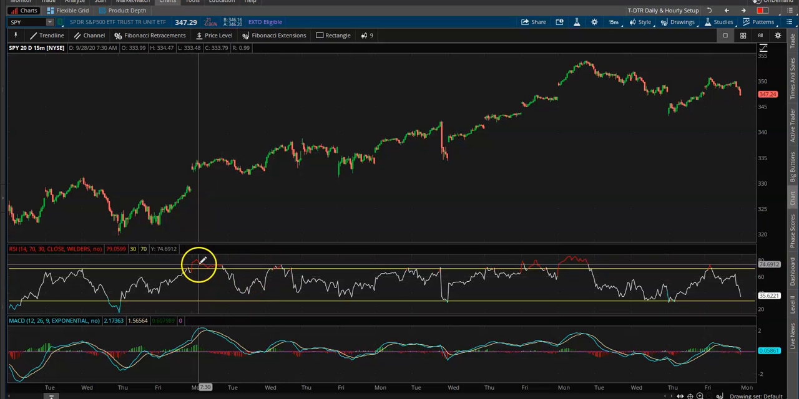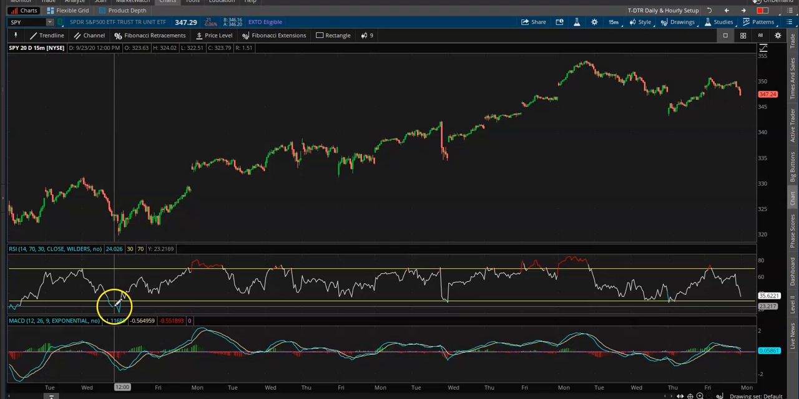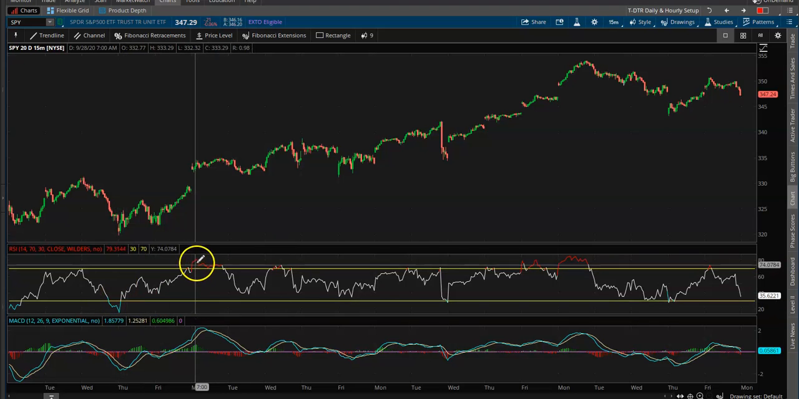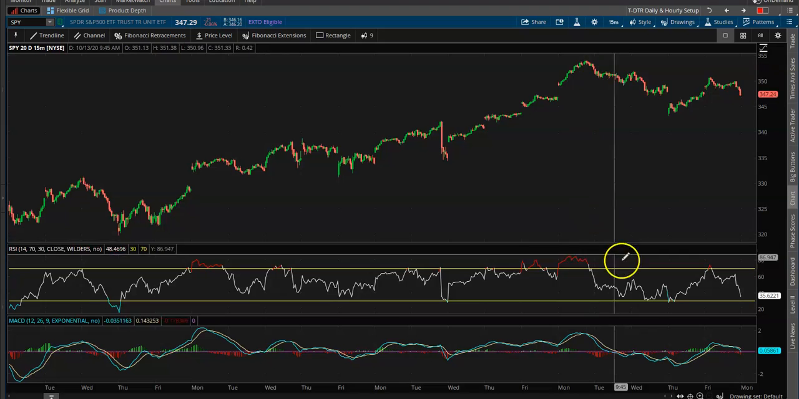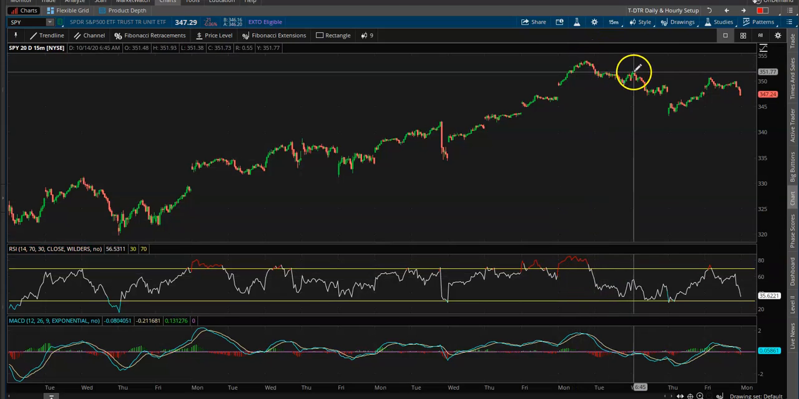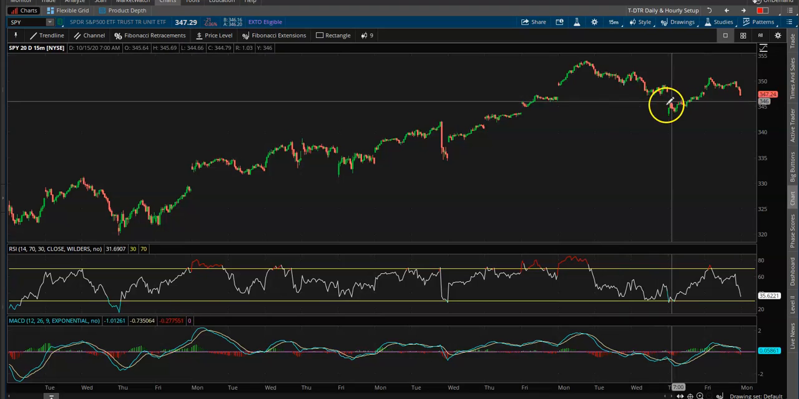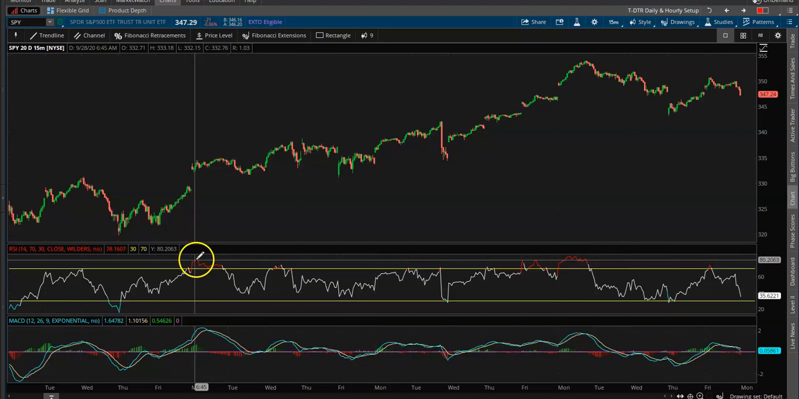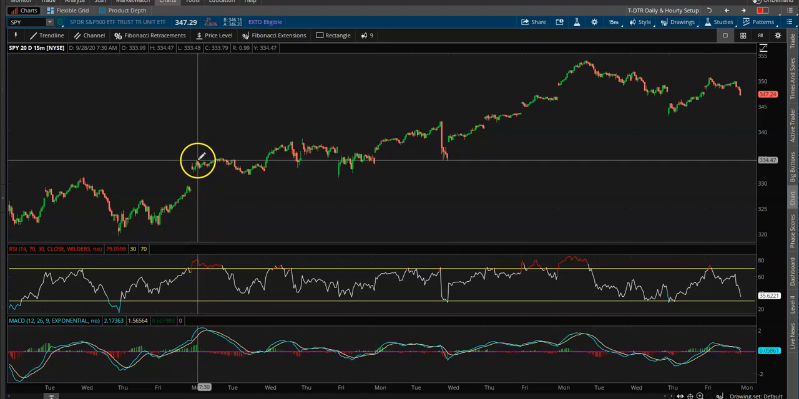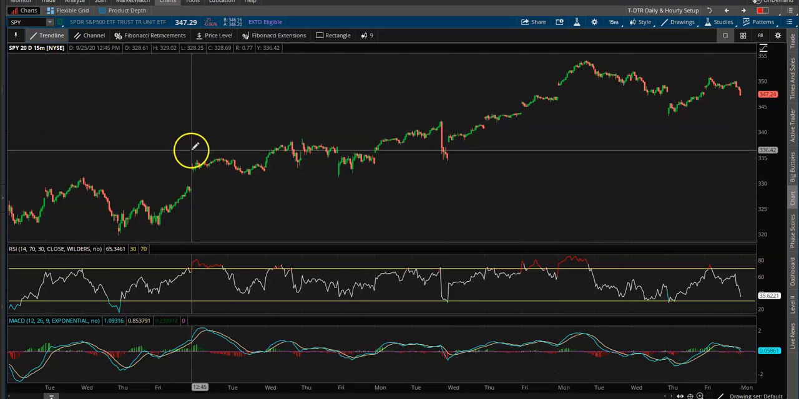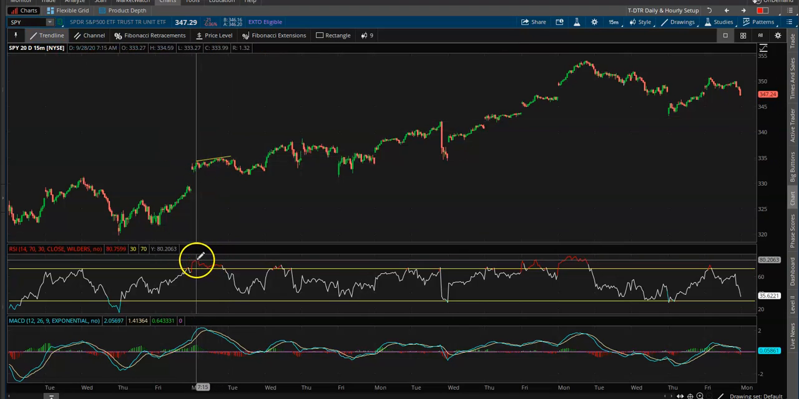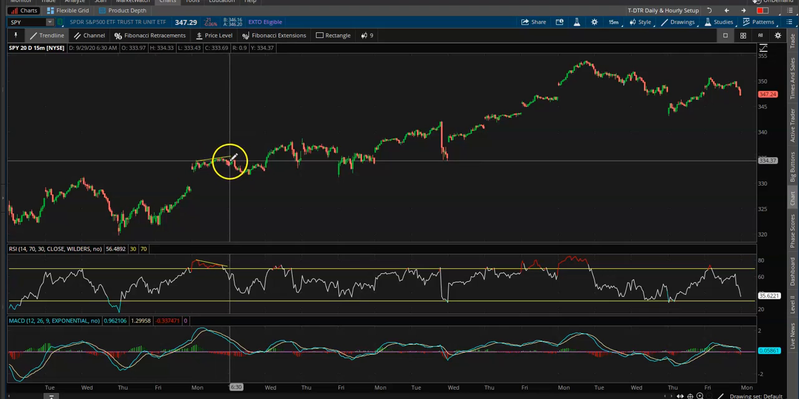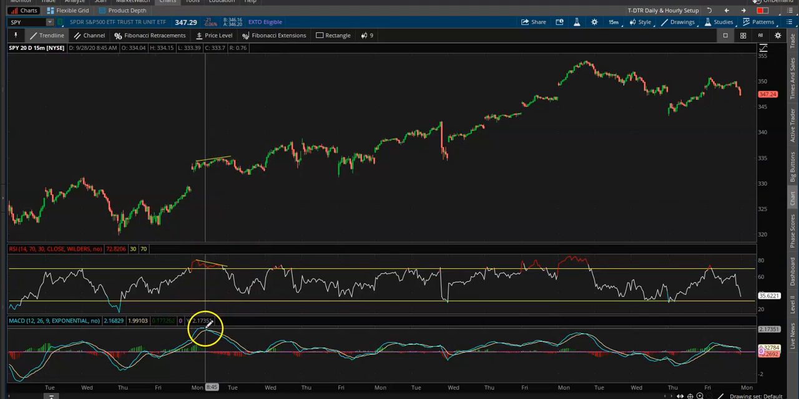If we get oversold, you could see I have it where it changes color to the upside, and on overbought it changes color to the downside. And I look for divergences. It's a way for me to help identify certain things. Something like this right here, you could see we're making a higher high here, and the RSI is making a lower high. So it's just a lot easier to see.